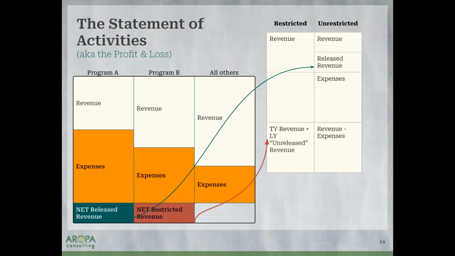And so our unrestricted is all of our expenses and our final revenue minus expenses. And these last two add to, as I mentioned, the change in net assets by restriction, right? So in this example, from program B, we have restricted revenue that still needs to be saved for next year.